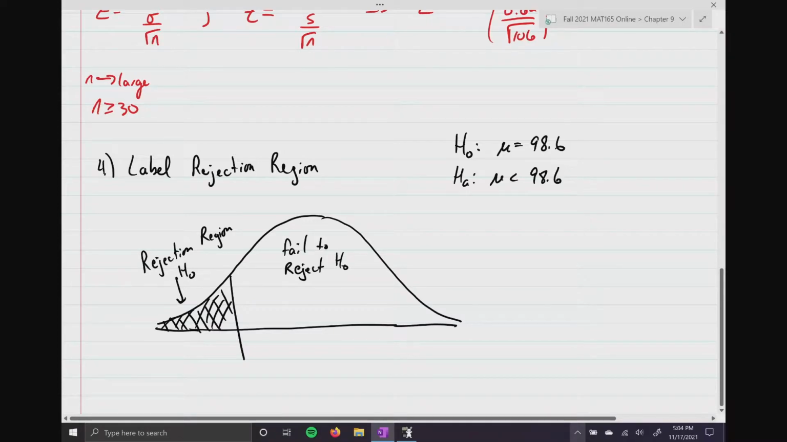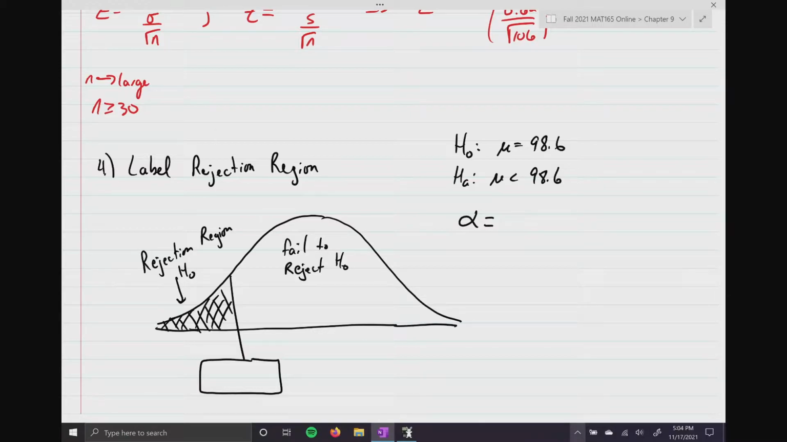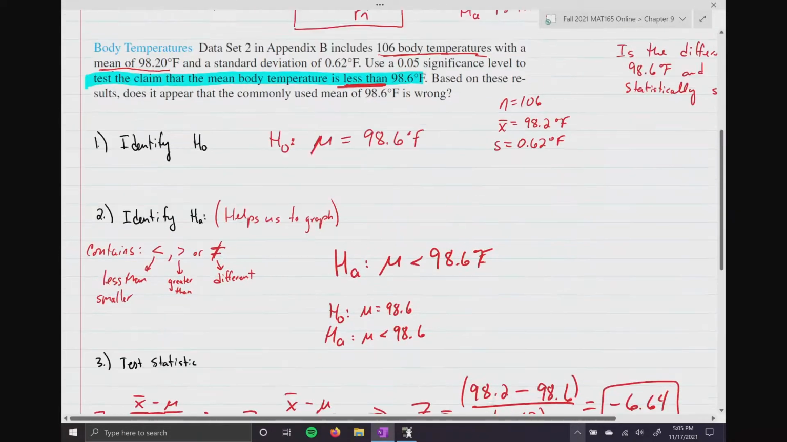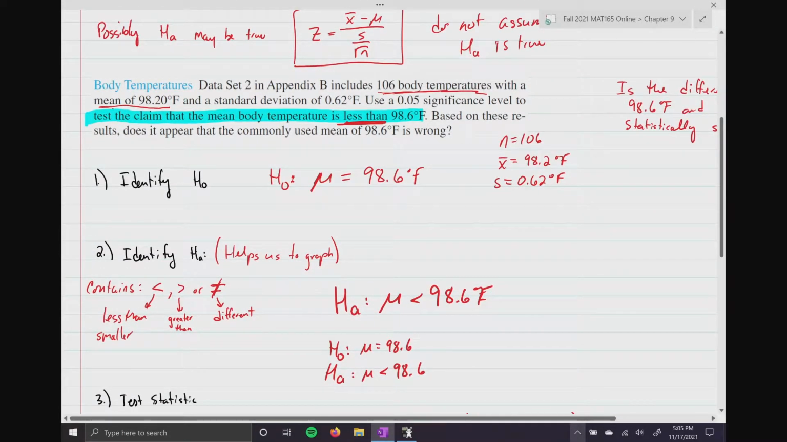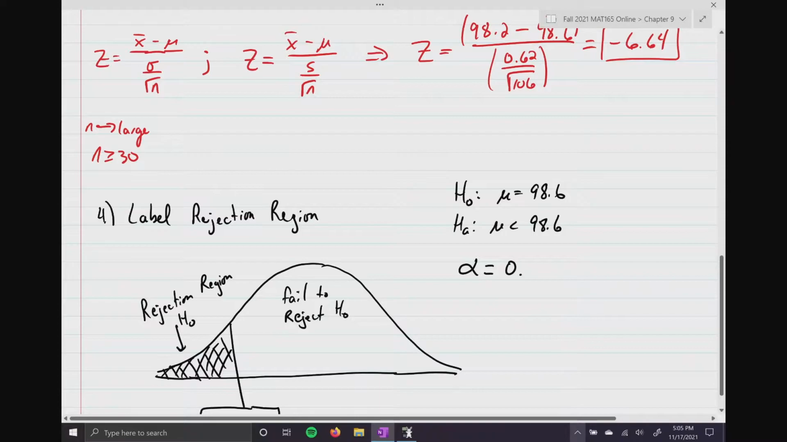The question becomes, how do we find that number right there? And that number comes from our level of significance here, alpha. Now remember, in the previous video, alpha is the amount that I am willing to be incorrect. So in this case, the problem asked us to use a 0.05 significance level, okay? So I'm going to write that down, 0.05.